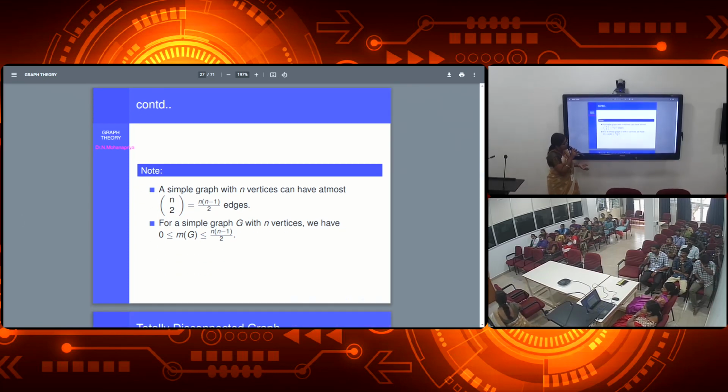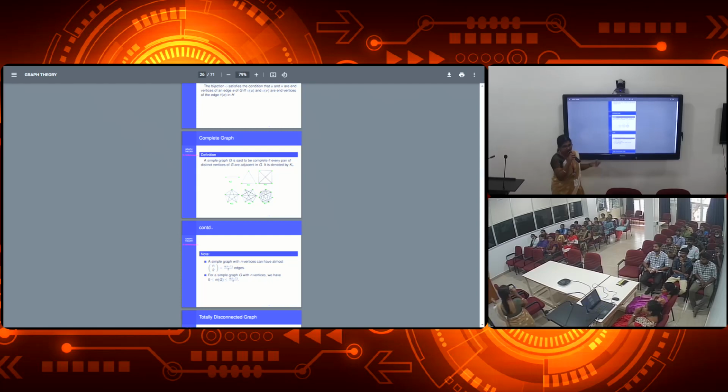So to find the number of edges in a complete graph, we will use the formula n into n minus 1 by 2, right? So for a simple graph with n vertices, the size of the graph should exist between 0 and n into n minus 1 by 2. This is a result which we will use in research.